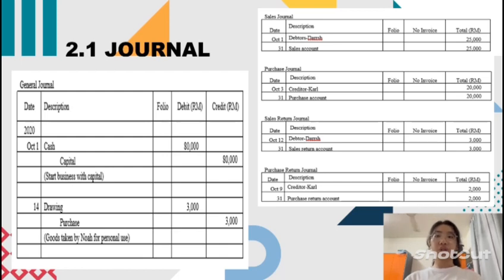Third, we have the purchase journal. In the purchase journal, we have one creditor, which is Car, and the total in the purchase journal is 20,000. Next, we have the sales return journal. In the sales return journal, we have one debtor Dash, and the total is 3,000. Last, we have the purchase return journal. In the purchase return journal, we have one creditor Car, and the total is 2,000.